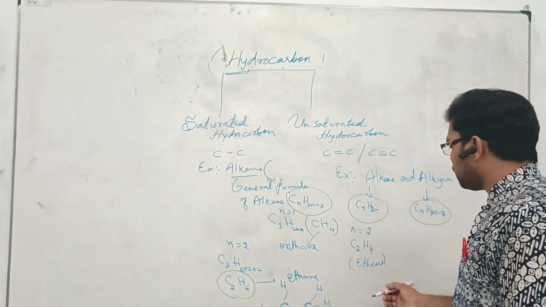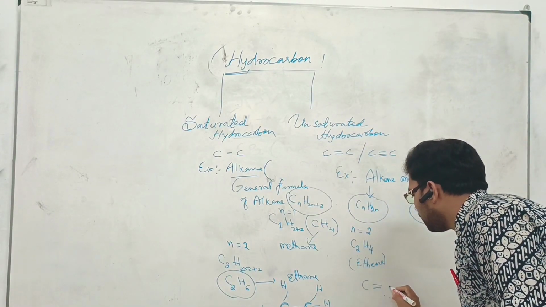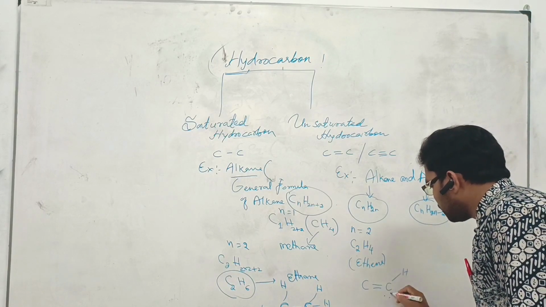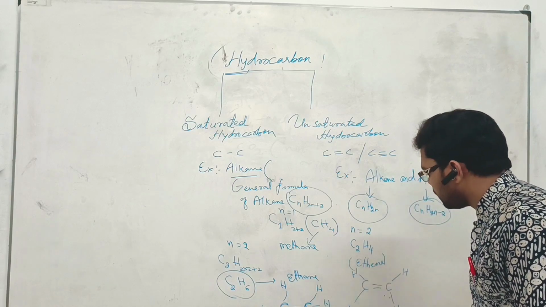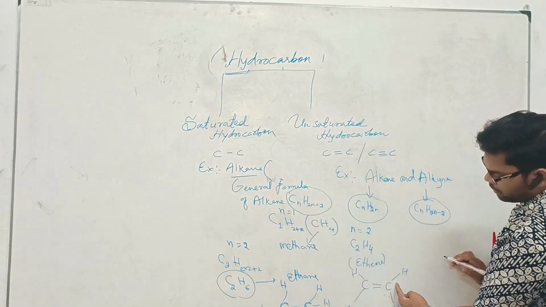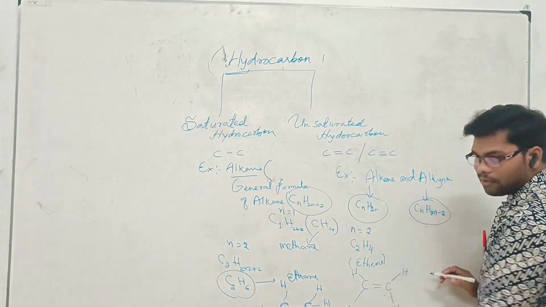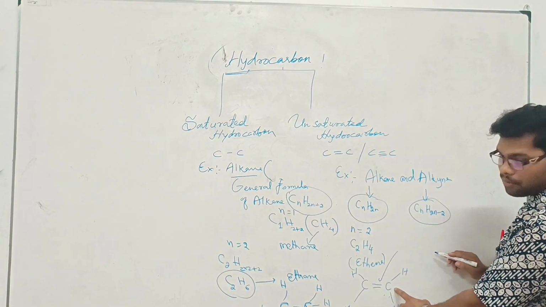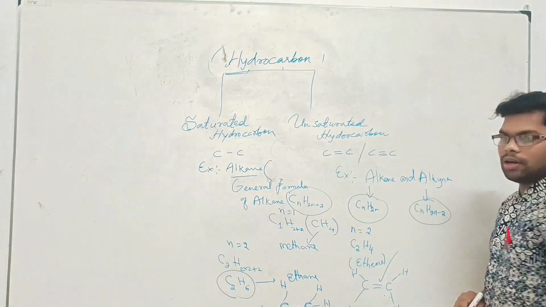If you write the structural formula, if you expand it into the bond structure, there will be carbon, and here one hydrogen, here one hydrogen, here one hydrogen, and here one hydrogen. Now you can see clearly how carbon is bonded together. Carbon is bonded by a double covalent bond, carbon and carbon. That is why this compound is said to be an unsaturated hydrocarbon.